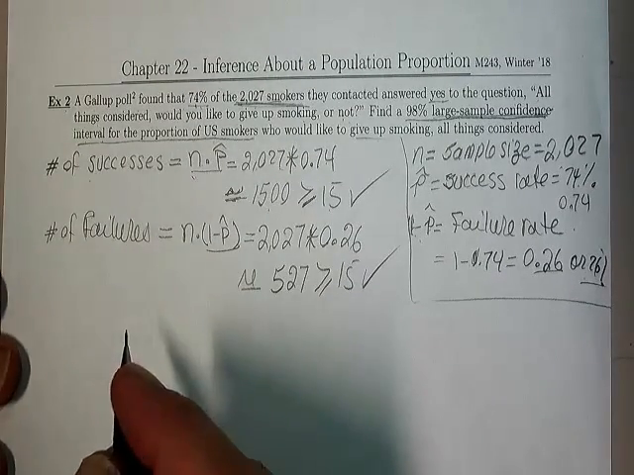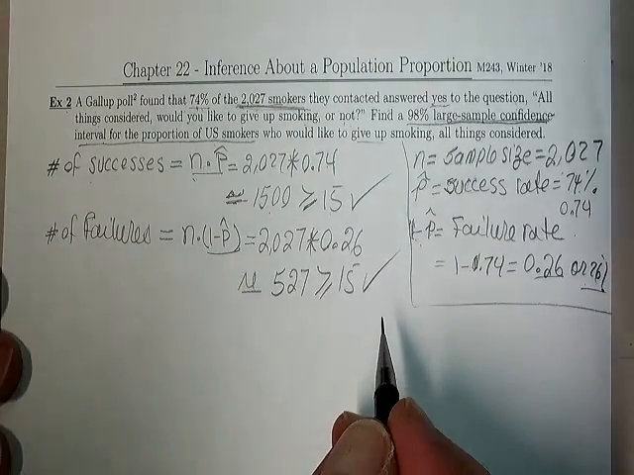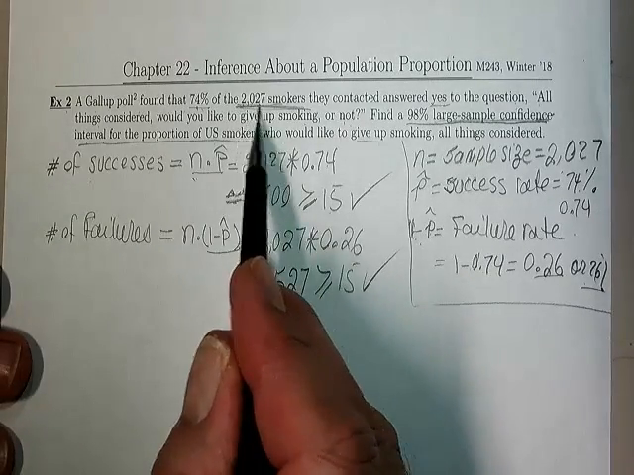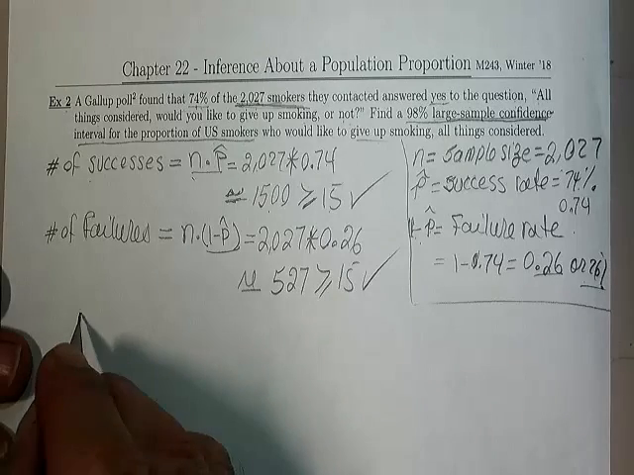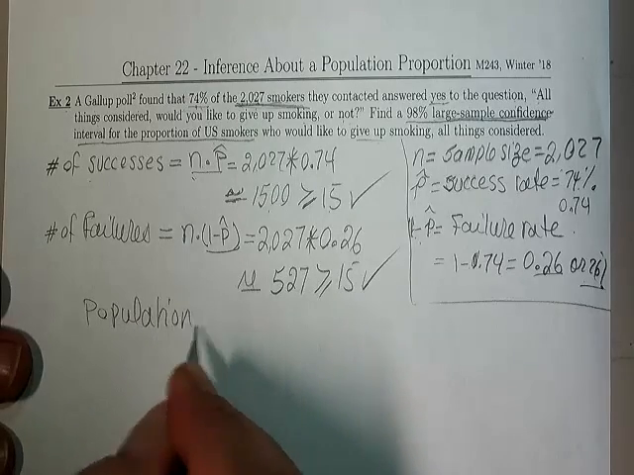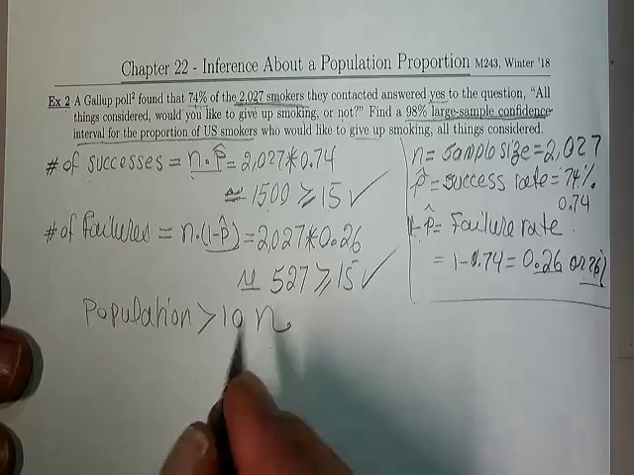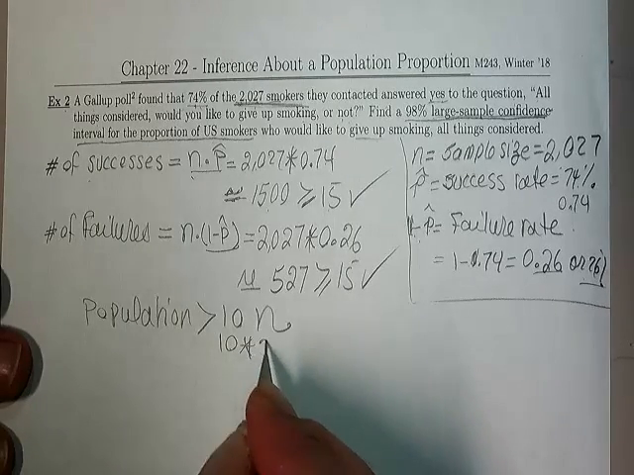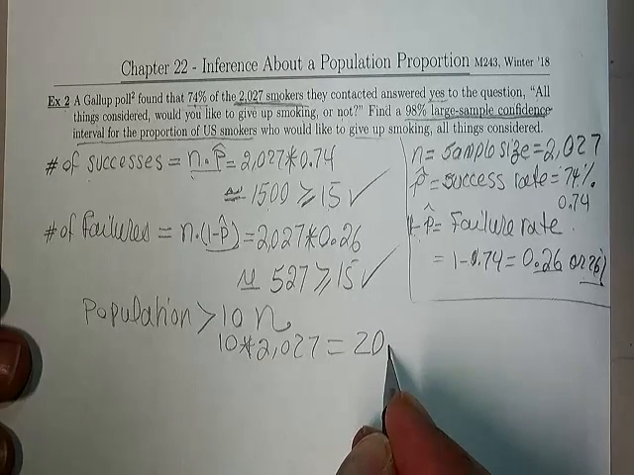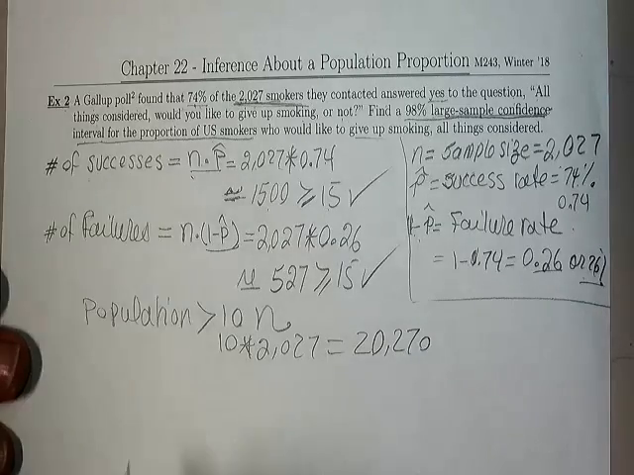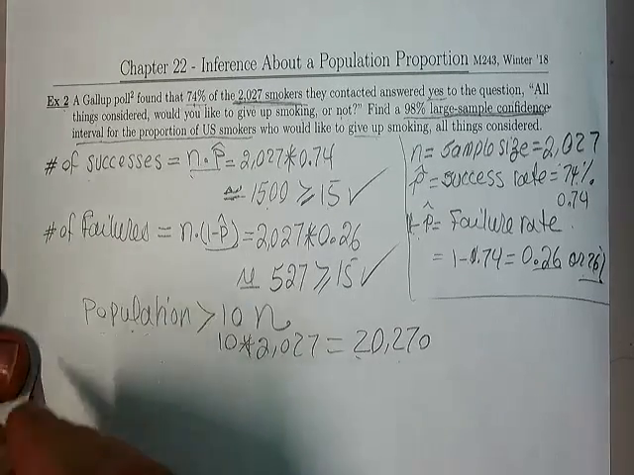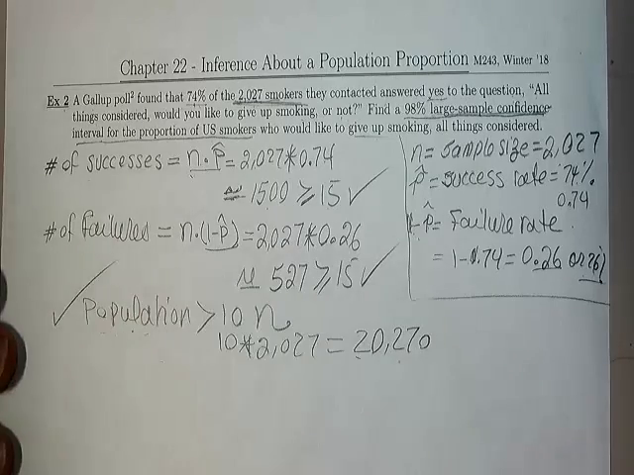The third case is that we want to know that the population is greater than 10 times the sample size. So we want to know if the population is greater than 10 times n. Here n is 2027, which means 20,270. Of course, the population of smokers in the United States is way, way greater than 20,270. So that is okay too.